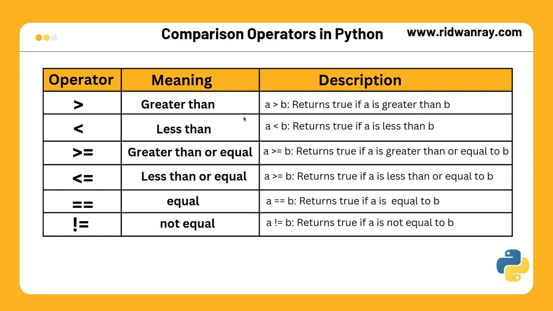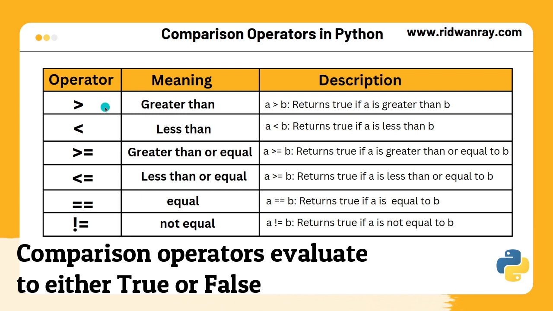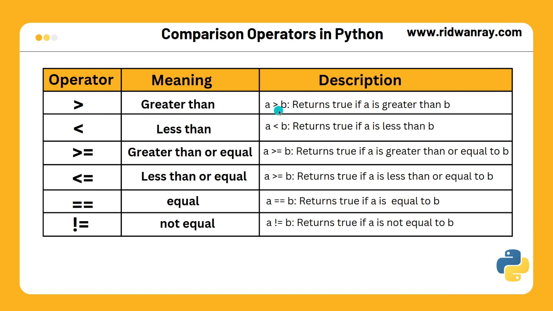Comparison operators are used in programming to compare values. The first operator on the list is greater than. It checks if the value on the left is greater than the value on the right. It returns true if so. Less than returns true if A is less than B. Greater than or equals returns true if A is greater than or equal to B. Less than or equal returns true if A is less than or equal to B. Equal to checks if two values are equal. Not equal to checks if two values are not equal.